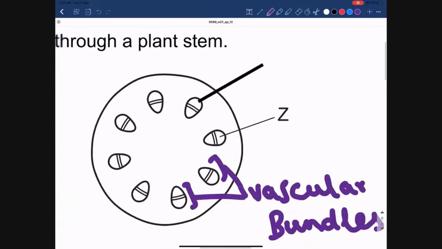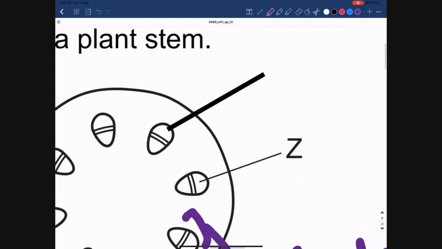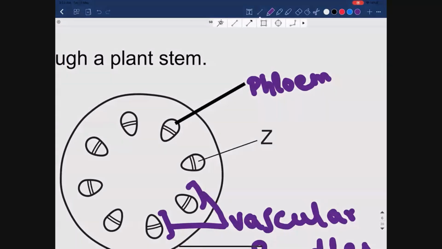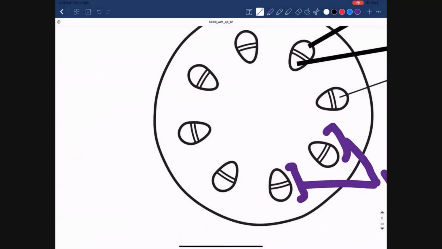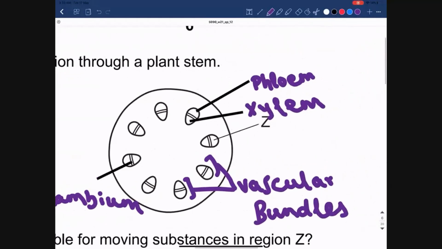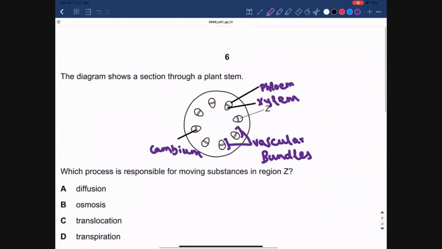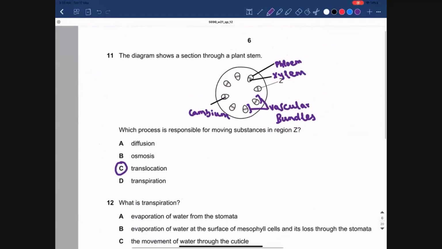Okay, let's label which region is xylem and which region is phloem. The outer region is the phloem and the inner region is the xylem. In between phloem and xylem, there is a region called cambium. So the region Z is phloem, and substances flow in phloem by translocation. The answer is C.